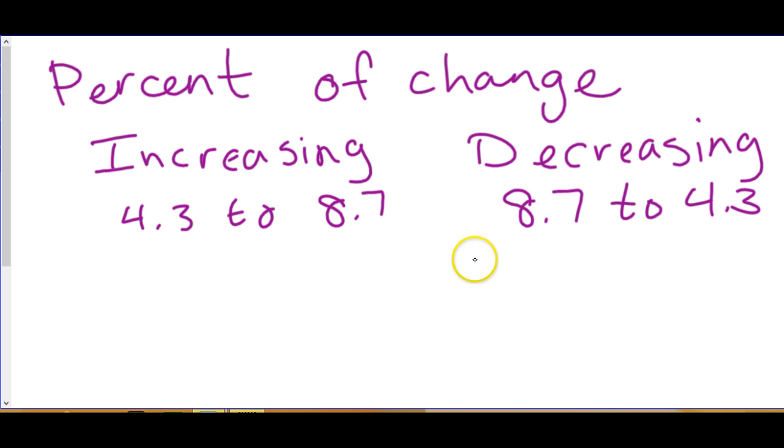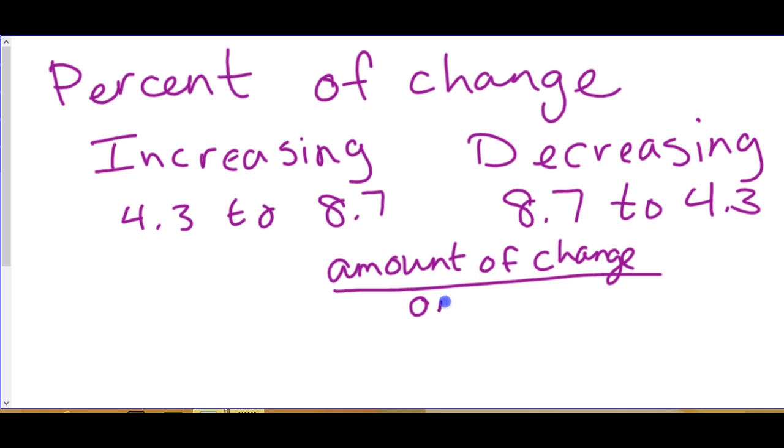So both of these, if we want to find the percent of change, then we actually use the same formula. We do the amount of change divided by the original amount. And that'll give us a decimal. To make it a percent, we just times that by 100.